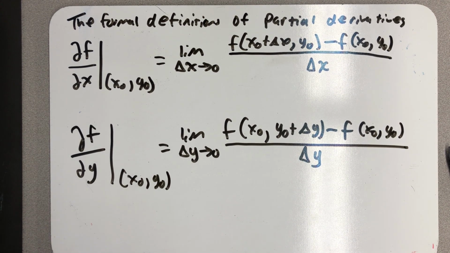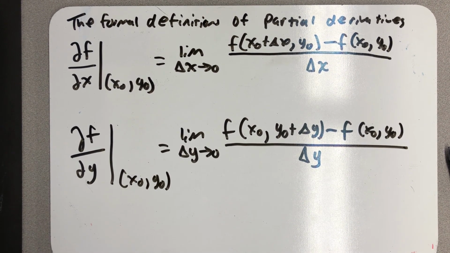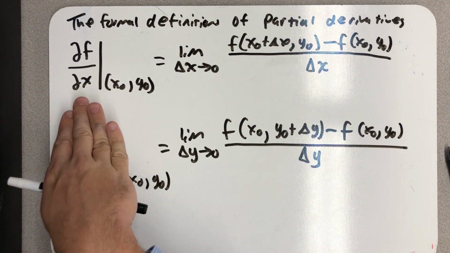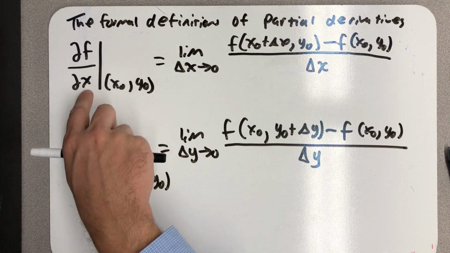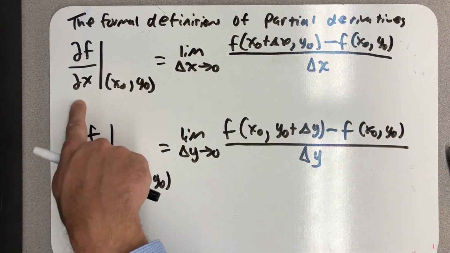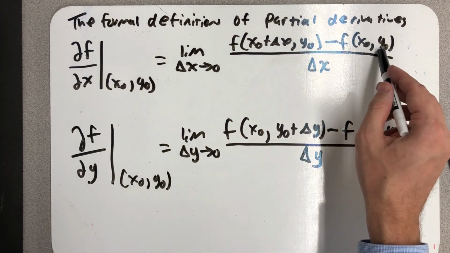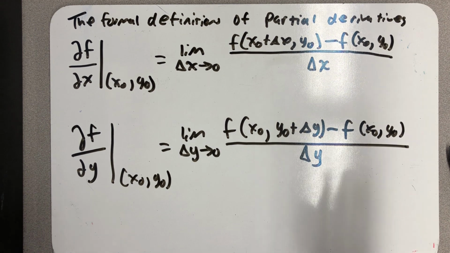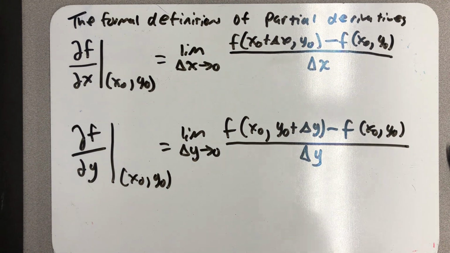Here we have our formal definitions of partial derivatives. The partial of f with respect to x at the point (x naught, y naught). Well, the partial with respect to x is treating x like it's the variable and y like it's constant. So I see I've just plugged y naught into my function with no change, no increment. It's always just y naught.